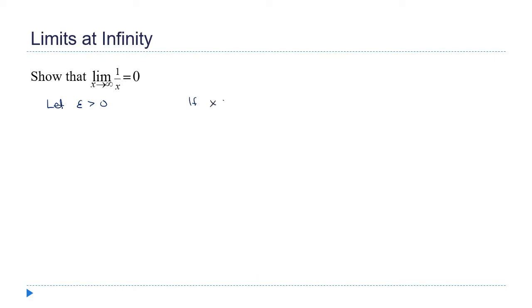if x is greater than m, then the absolute value of f of x minus 0 is less than epsilon. Okay, but this is just the absolute value of f of x, right? If I subtract 0, that's the same thing there. And because we're looking at really positive x values, and I know what my function is, it's 1 over x. If I'm putting really big positive numbers in there, I'm always going to get a positive number. So for large values of x, the absolute value of f of x is just f of x. So that's what I need to show.